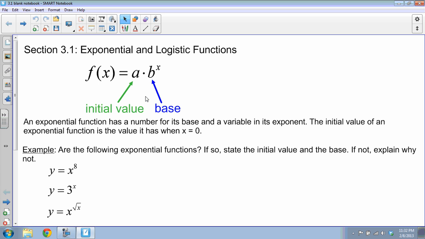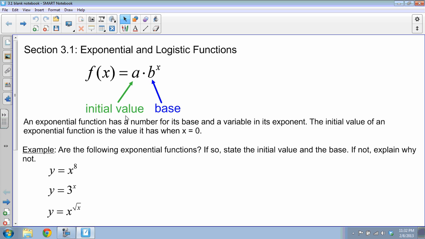So when you're looking at these, you can't ever multiply what a and b are together and then say that it's all to the x power. That doesn't work. You have to keep them separated if it's written like this. The b is the base of this exponential function. The a we call the initial value.